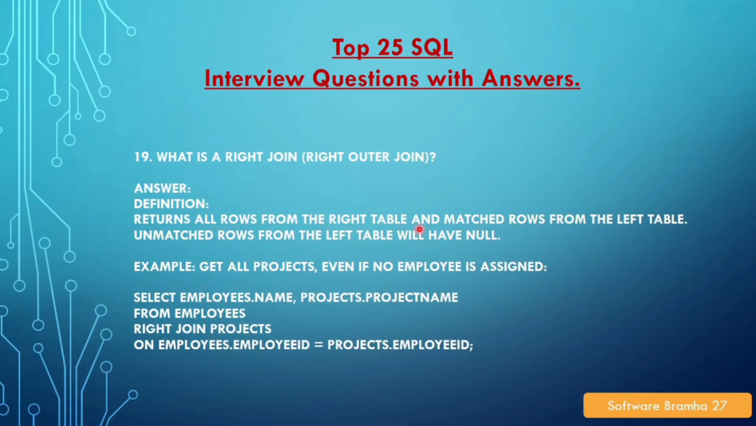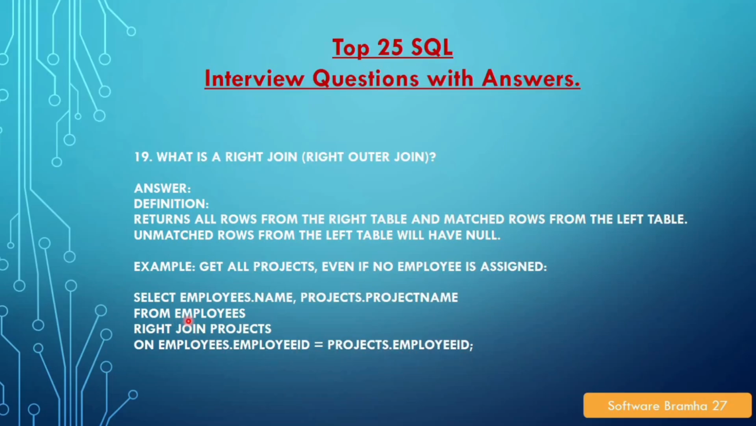Returns all rows from the right table and matched rows from the left table. Unmatched rows from the left table will have null values. This is exactly opposite of left join or left outer join. Example, get all projects even if no employee is assigned. Select employees.name, projects.project_name from employees right join projects on employees.employee_id equal to projects.employee_id.